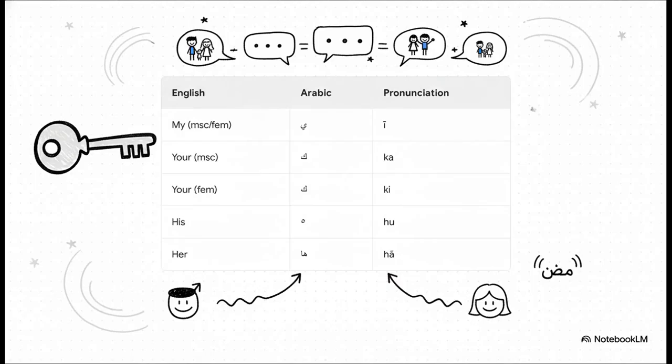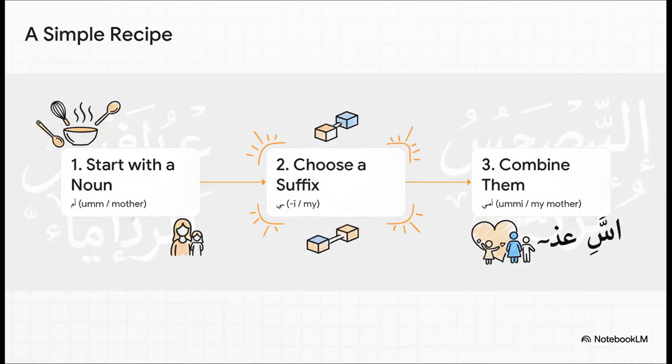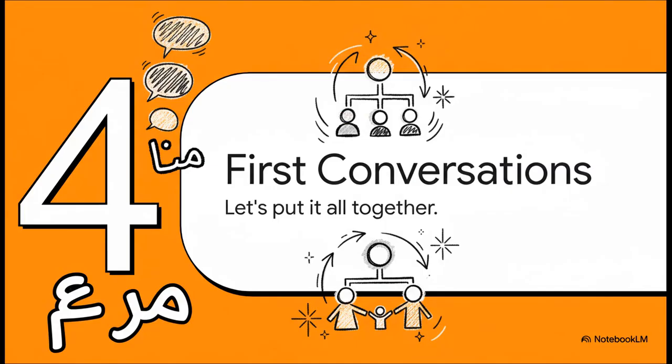This chart right here, this is your secret decoder ring. Seriously. To say my, you just tack on this E sound at the end. For your, it's ka if you're talking to a guy, and ki if you're talking to a woman. His is a little hu sound, and her is ha. Let me show you exactly what I mean. Look how easy this is. It's literally a 3-step recipe. Step 1, take your noun. Let's use umm for mother. Step 2, pick your suffix. We'll go with e for my. And step 3, just stick them together. Umm plus e becomes ummi, my mother. See? It's that simple.